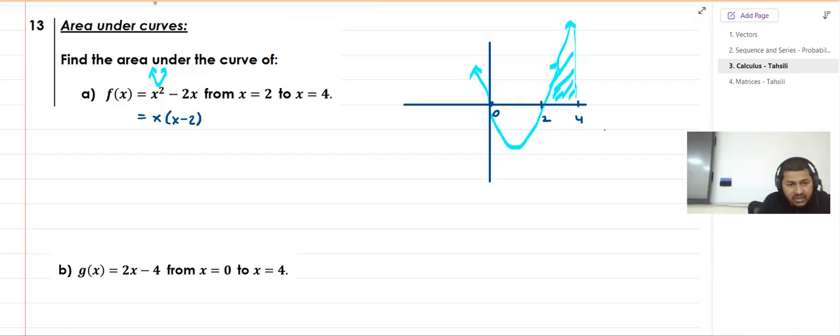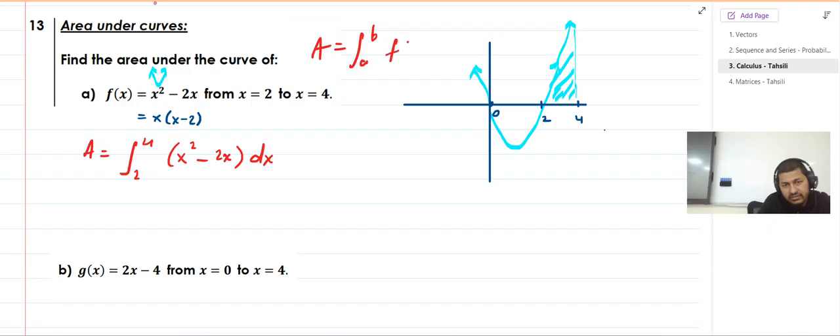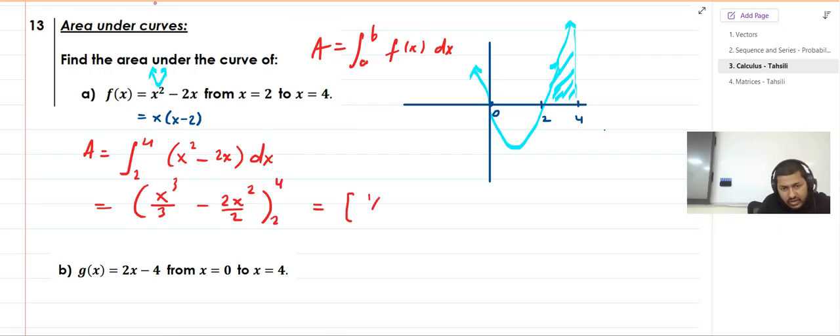Let's check. So area is equal to the integral from 2 to 4 of x squared minus 2x dx. Remember, the area formula is the integral from a to b of f of x dx. So I've got x cubed over 3 minus 2x squared over 2, from 2 to 4. Now I will simplify this. That's 1 over 3 x cubed minus x squared from 2 to 4. I hope you understood how I integrated this. I left the minus 2, I added 1 to the power, and I divided by the same power. There's no c.